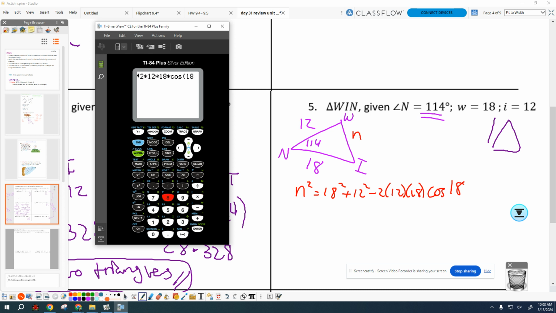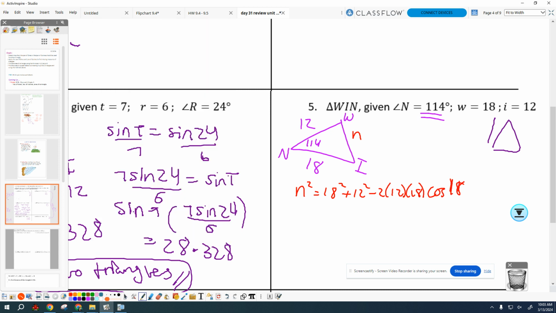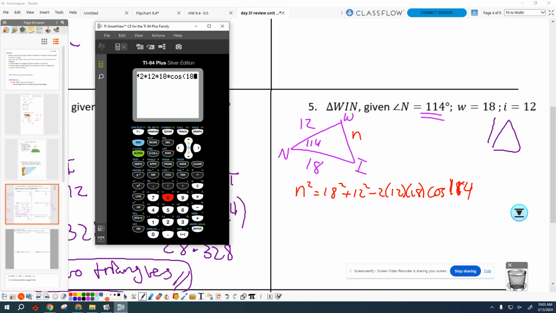So now we have that. You can do all sides. I got the wrong angle, but I cosine, so 114. You guys didn't stop me. I think I maybe. That's n squared, so I need to square root that. 18.